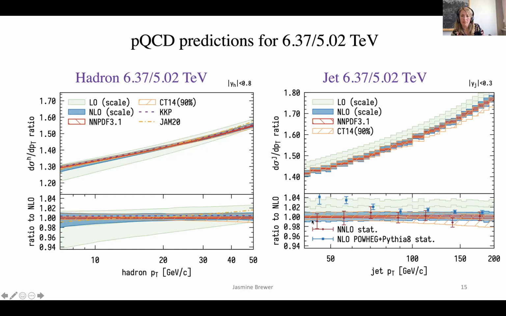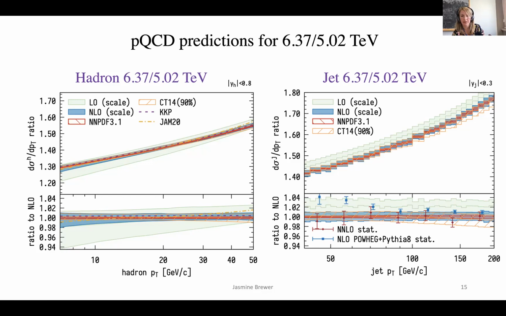Now we show the same ratio for jets. The next-to-leading order scale uncertainties are relatively small, of order 1% up and down. And for jets, we also had access to a next-to-next-to-leading order calculation, which agrees with the next-to-leading order calculation within the scale uncertainties, and then there are the statistical uncertainties on the NNLO calculation.